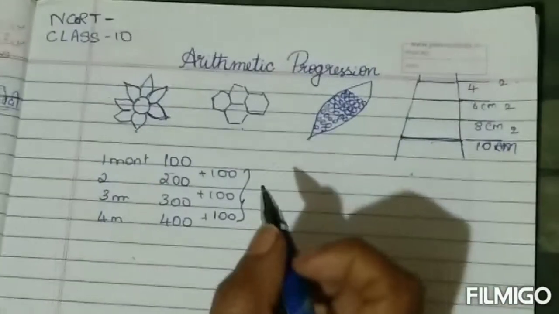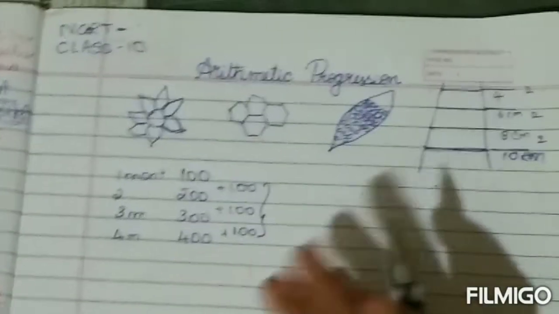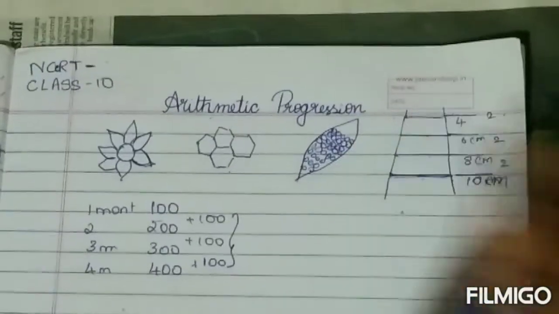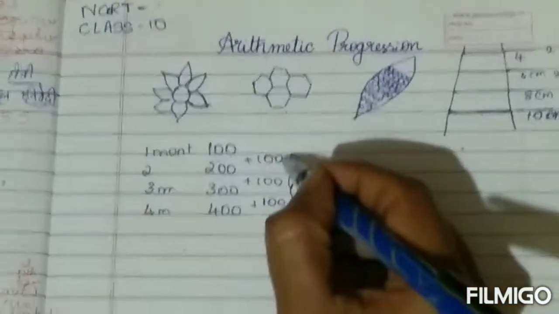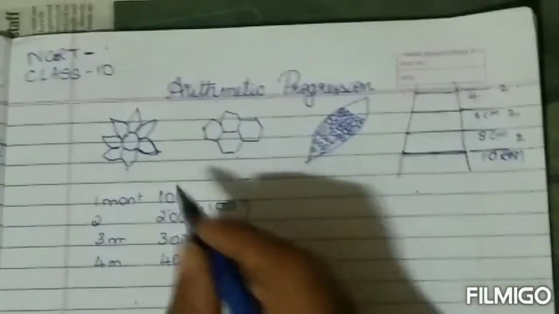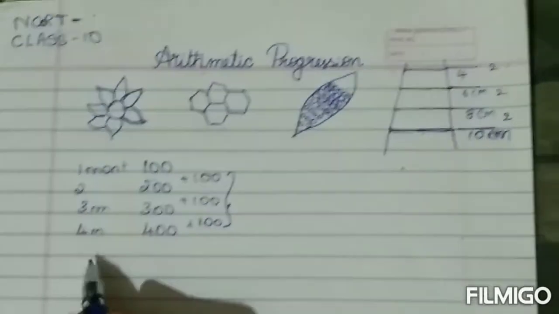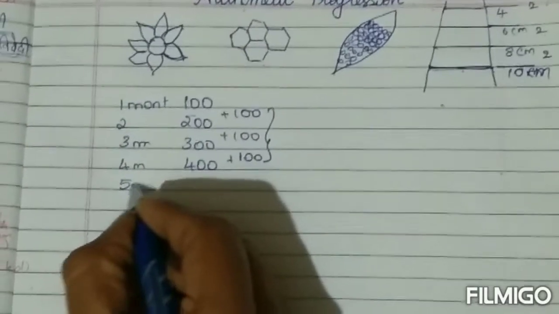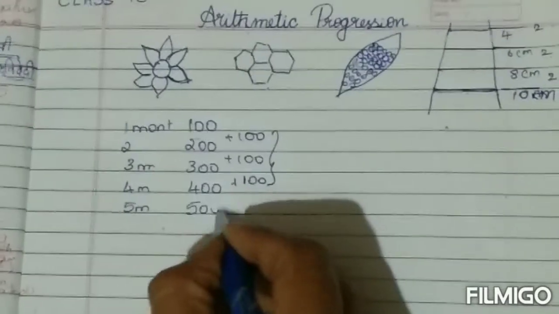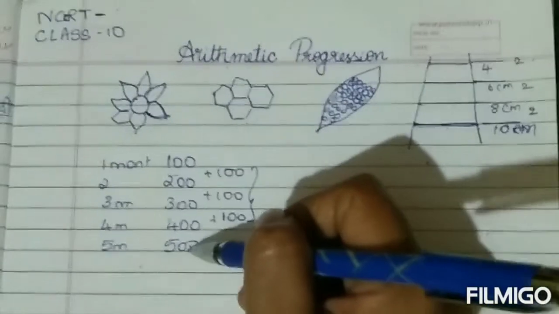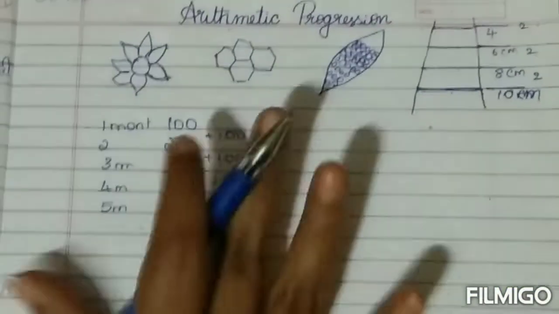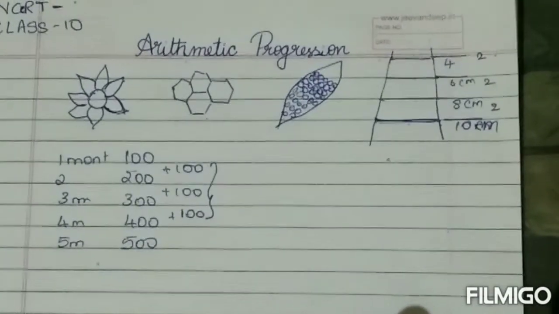Every month you are getting extra 100 pocket money. Every month the same difference amount you are getting extra. This is what I'm explaining to you. The difference amount and the pattern. Once you know the pattern, you are going to know the next number. Fifth month you are going to get 500. So once you know the pattern, you can guess the next number. This is all about arithmetic progression.